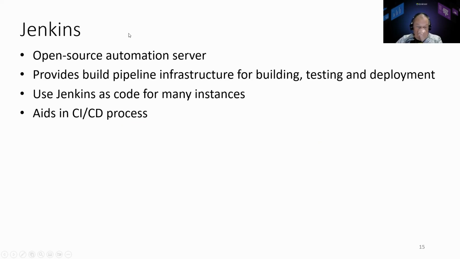And Jenkins is an open source automation server. It provides our pipeline infrastructure for building, testing, and deployment. The reason we're using Jenkins is because Dynatrace has been using Jenkins for years. We have a whole EP team that takes care of this. We use completely Jenkins's code.